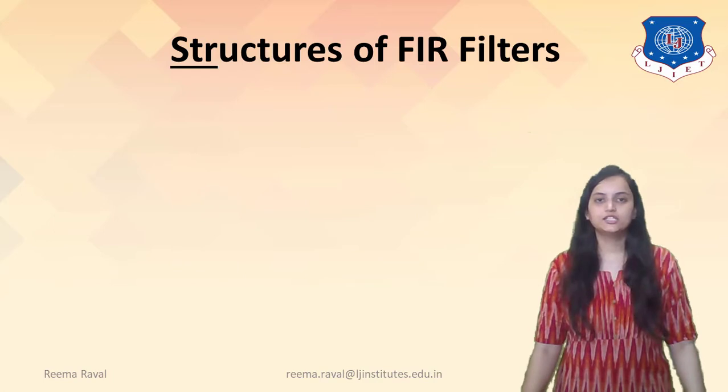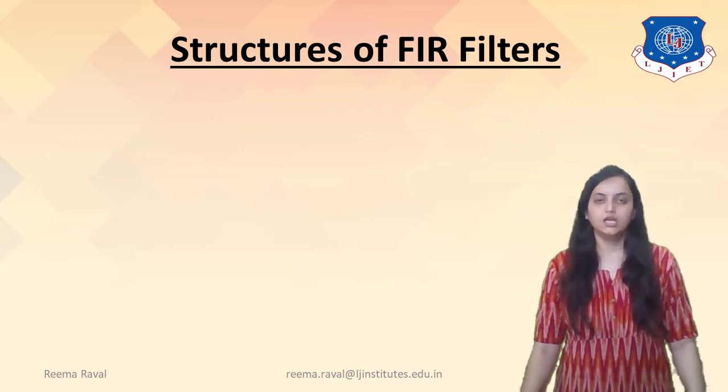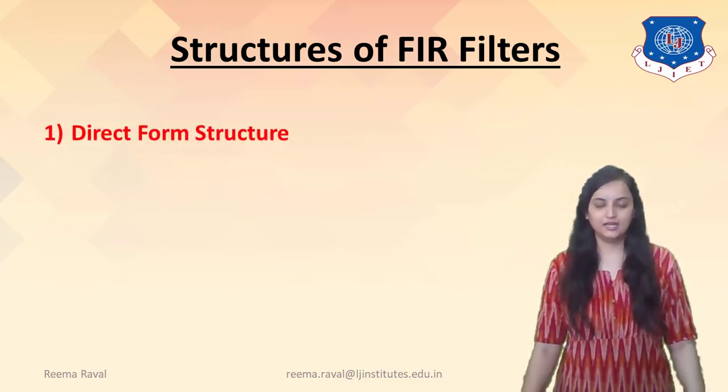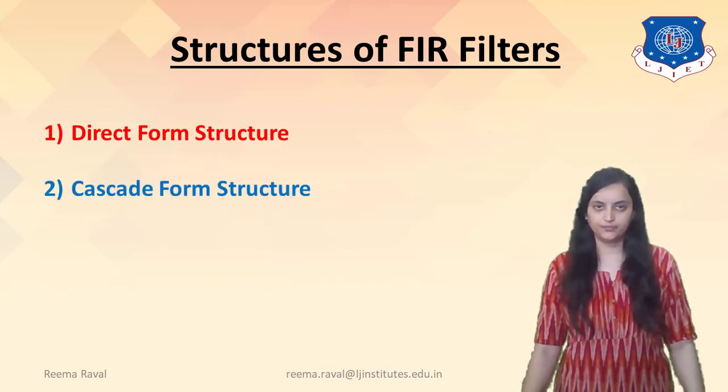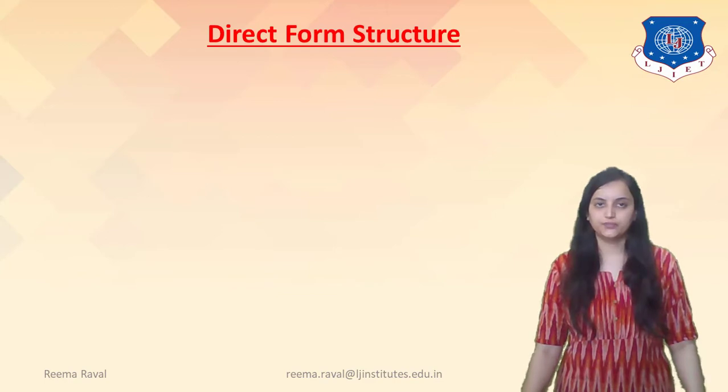Now let us see the structures of FIR filters. So there are basically two types of structure of FIR filters or of designing the FIR filters. The first one is called direct form structure and the second one is called cascaded form structure. So to do direct form structure or cascaded structure, what are the equations for that or how we realize that? Let's see each of them in detail. First one we will see direct form structure.